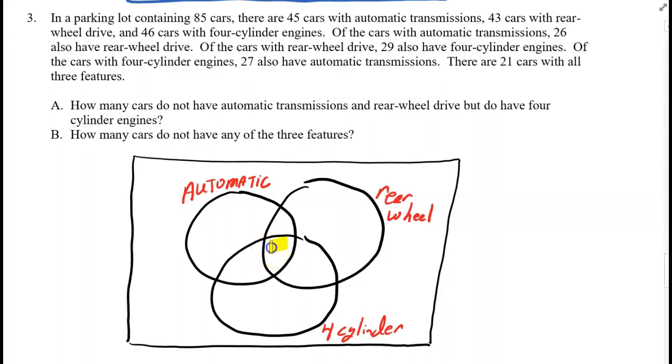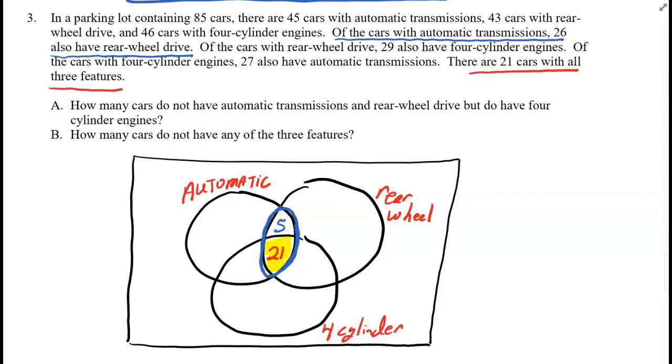So the 21 is going to go in this middle section right here. You always start on the inside and work your way out. So that's going to be the 21 that I'm highlighting or underlining in red. Now, this portion that I'm highlighting in blue, or circling in blue, that circle is automatic and rear-wheel drive. So when I look at the paragraph, I'm looking for automatic and rear-wheel drive, which I'm going to underline in blue. So that portion is 26. I already accounted for 21, so if you do 26 take away 21, you get 5. So that number in blue should be 5.